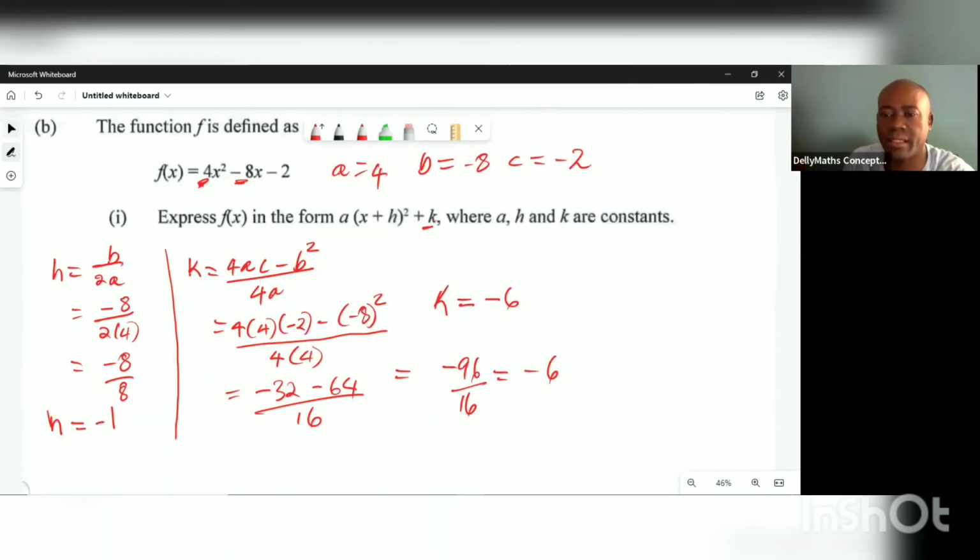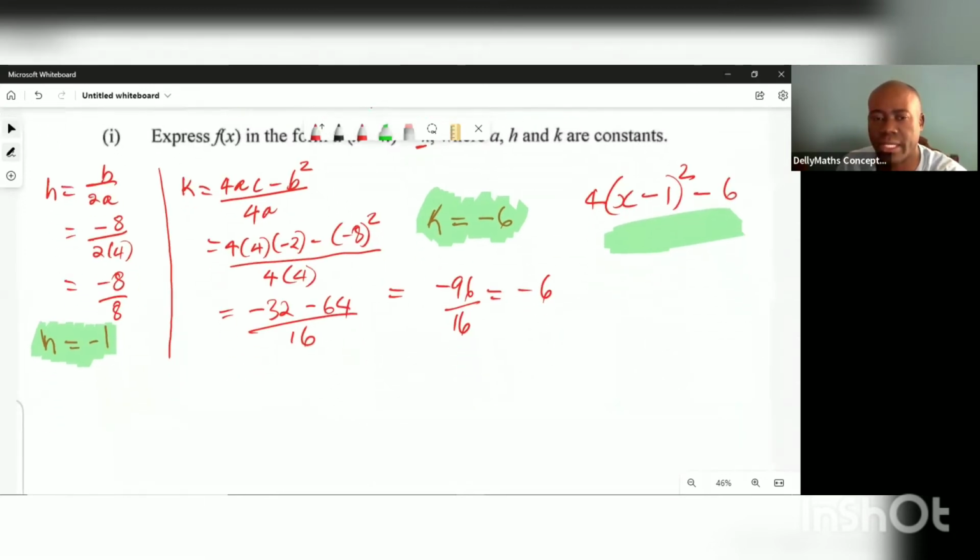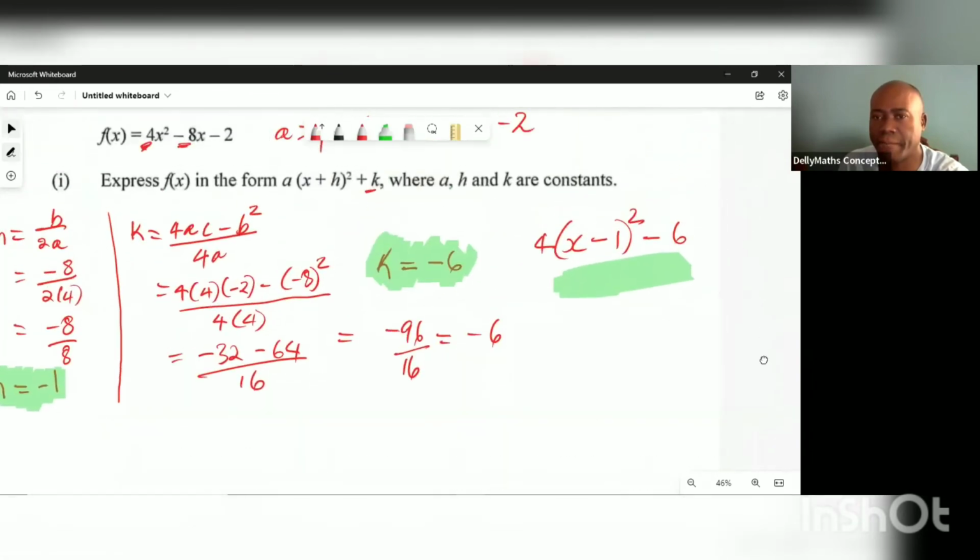So having had h, which is equal to negative 1, and k, which is equal to negative 6, I can now write my completed square. So my completed square, I had a 4 outside, and then x minus 1, because that's the h value, squared, and then minus 6. So when I complete the square, that's what we got right there. So we were required to do that. We can easily use a formula at times to get this right there and then.